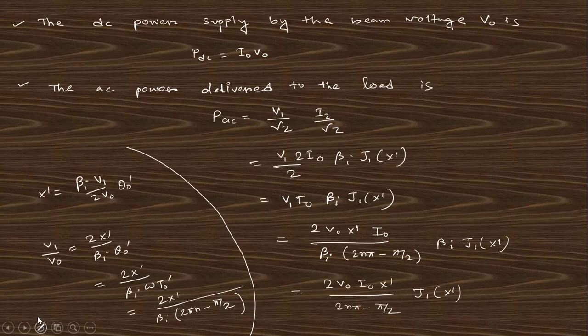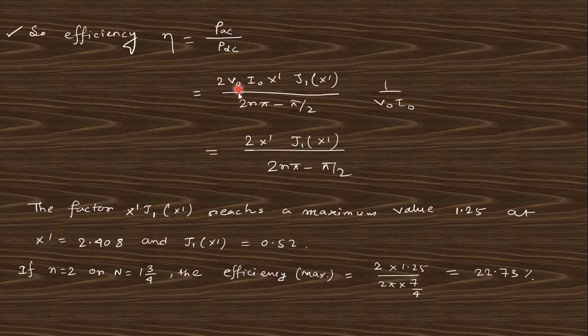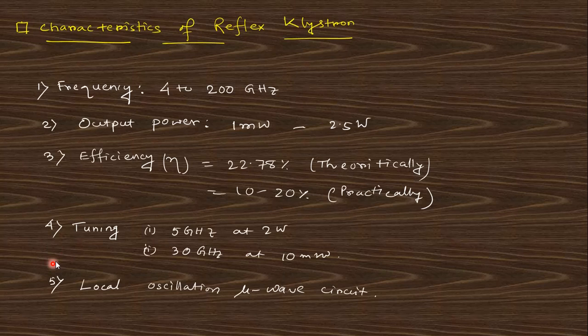current, and after that you will get this power, DC power, and this is the output AC power. And getting the output AC power, you will get the efficiency like that, and putting this value you will get the efficiency up to 22.73%. This is the theoretical value of this efficiency of the reflex klystron. Okay, these are the characteristics.